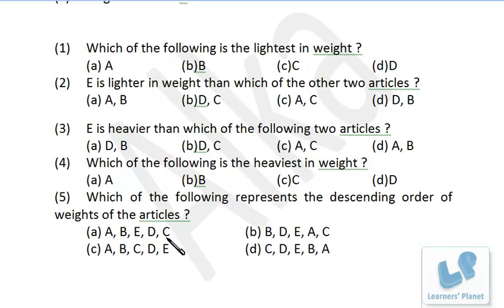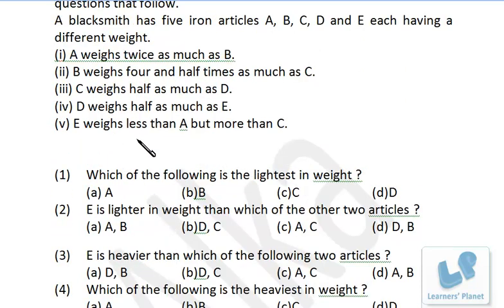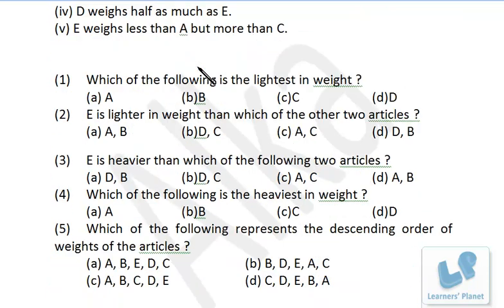So if we solve this question, that means if we find the correct order from this question, then all the remaining 4 questions will be solved very easily, and we don't have to go step by step, right? Directly we can get into the answer, right? Now just see in which of the options all the 5 conditions are satisfied. The first is A weighs twice as much as B. That means A should be before B, right? So this option is discarded, right? Because here B is before A.